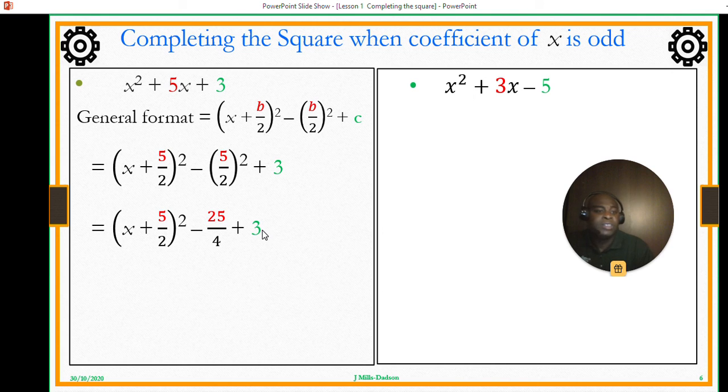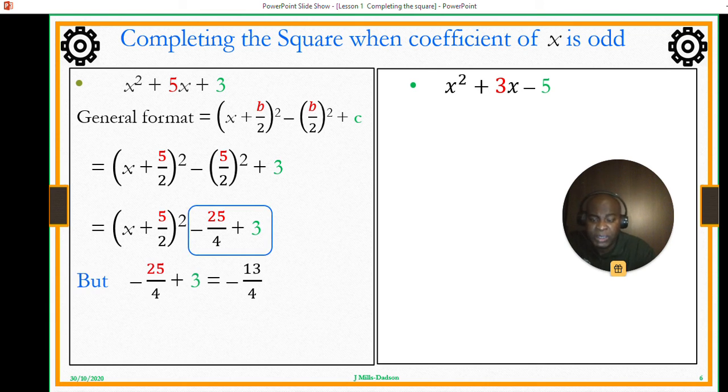You need to be good at your fractions, because if you're not good at working out fractions, you're going to struggle with this kind of completing the square. So work it out separately, and when you work it out, you should get negative 13 over 4. So in place of negative 25 over 4 plus 3, we replace that with negative 13 over 4. And that completes the square for x squared plus 5x plus 3. Done.